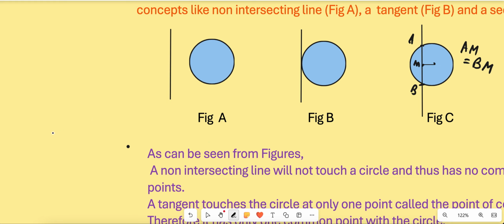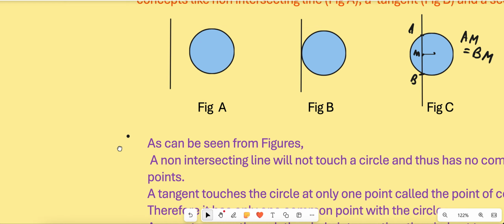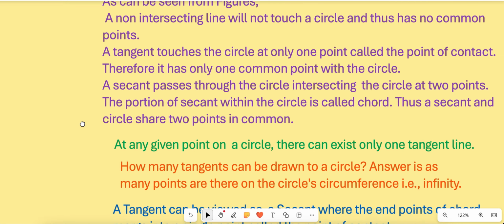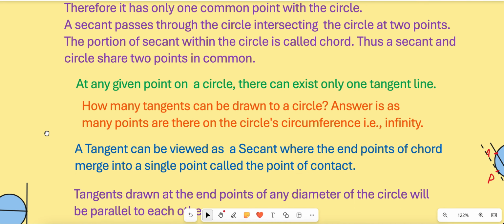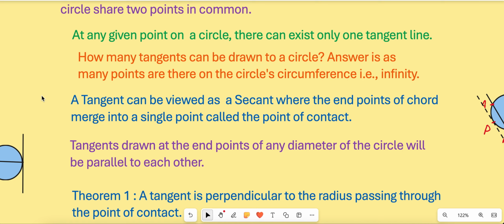Now, back to the text. The portion of secant within the circle is called a chord, and thus a secant and circle share 2 points in common. So far it's clear, right? Now, at any given point on a circle, there can exist only one tangent line. There can't be two tangent lines at a given point on a circle. So that is very clear.